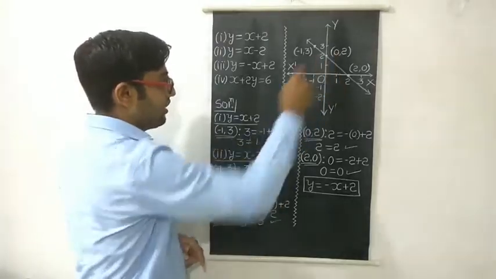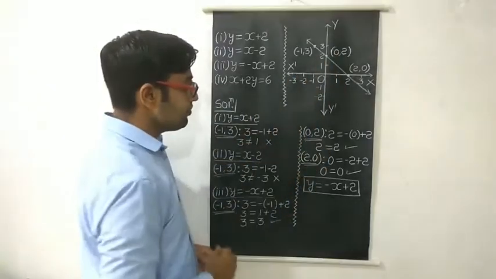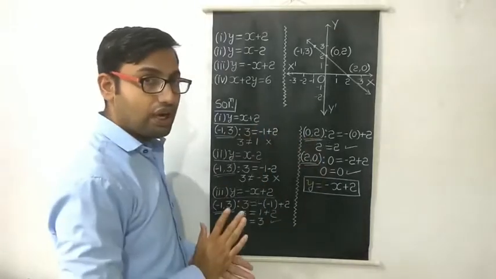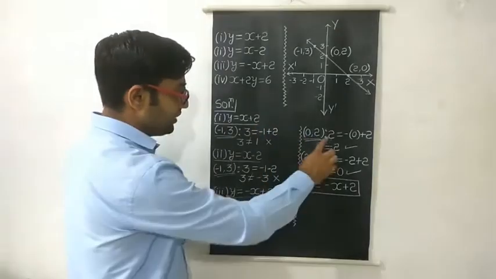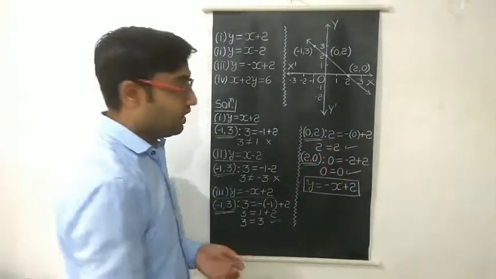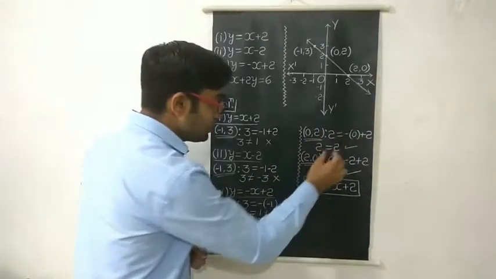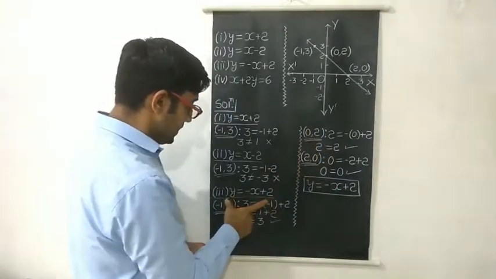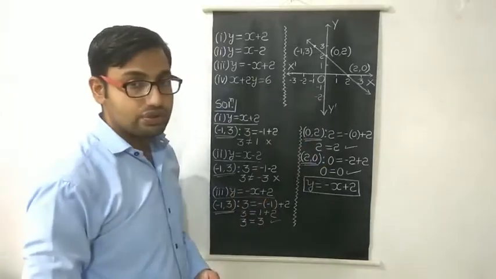Let us check the second point, that is (0, 2). So here instead of x we put 0, instead of y we put 2. So y, 2, is equal to minus 0 plus 2. Minus 0 is 0, and 0 + 2 is 2. So 2 = 2. So this point is also the solution of this linear equation, y = -x + 2.